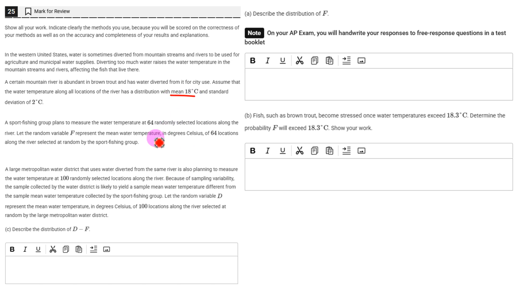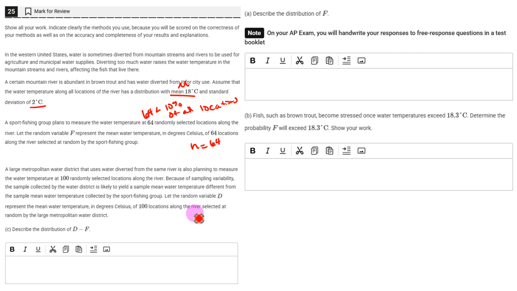So we're talking means again, not proportions. And there's our standard deviation. So mu is 18 degrees Celsius and standard deviation is 2 degrees Celsius. A sport fishing group plans to measure the water temperature at 64 randomly selected locations along the river. Worth noting, 64 is less than 10% of all locations. It would be almost infinitely many. Let the random variable F represent the water temperature of the 64 locations. So N is going to equal 64.